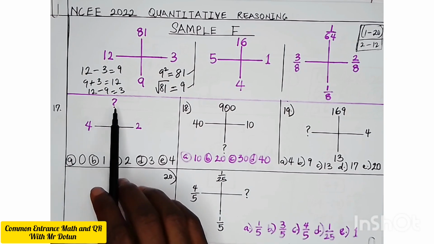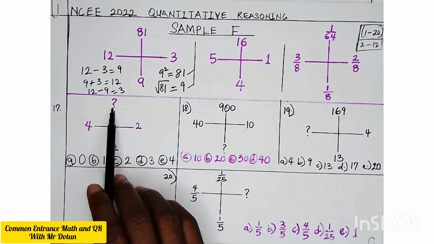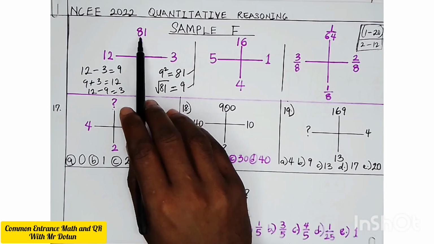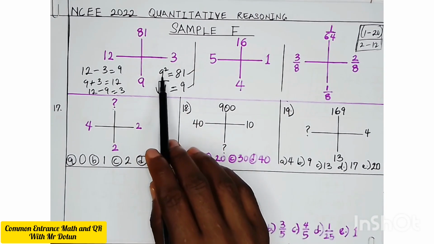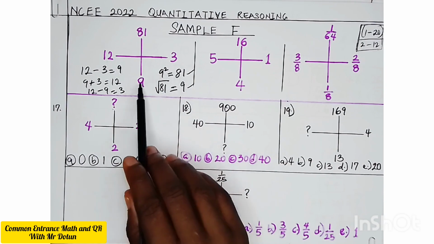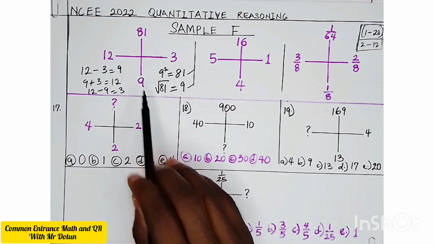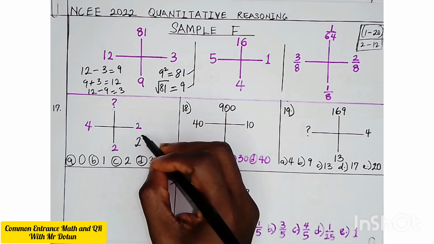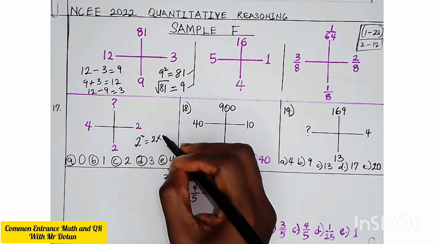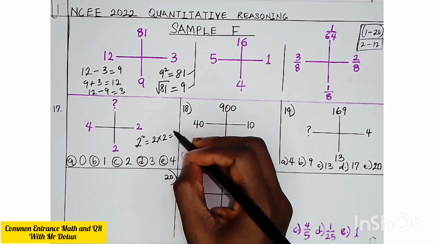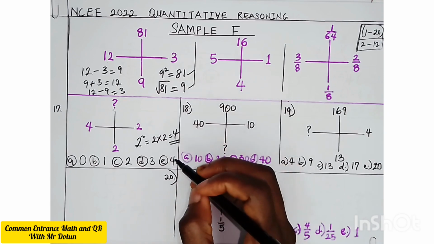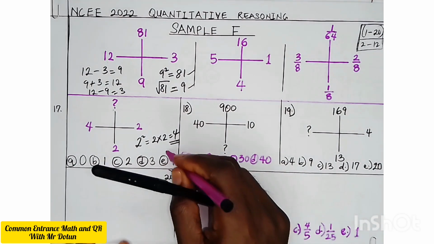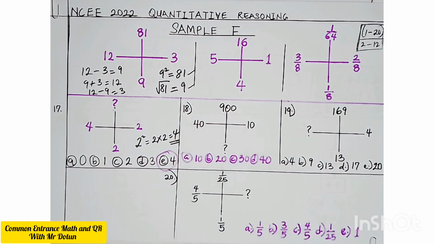Okay, so we have the missing one on top. This is the missing one in number 17. So that's in place of 81 here. So how did we get the 81 here? We did 9 squared. So we're going to square this, then we'll have 81. So that means we'll square the number down. That will be 2 squared, which is the same thing as 2 times 2, and the answer is 4. That is option E. So the answer is 4.